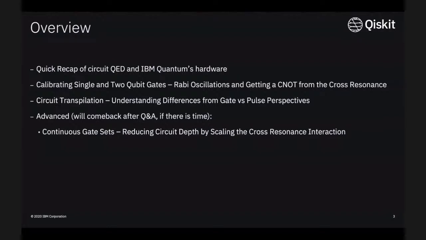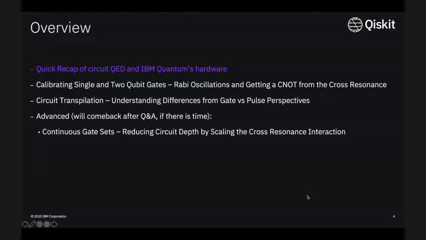If there's time, then what I plan to do is come back to the presentation here and talk about this idea of continuous gate sets. So this is some recent work that I was able to participate in with a few others at IBM. But basically, it looks at how you can take this cross-resonance interaction and scale it in a careful fashion in order to have a more efficient implementation of your quantum circuit. And this gets to this idea of transpilation as well and optimization of your circuits.